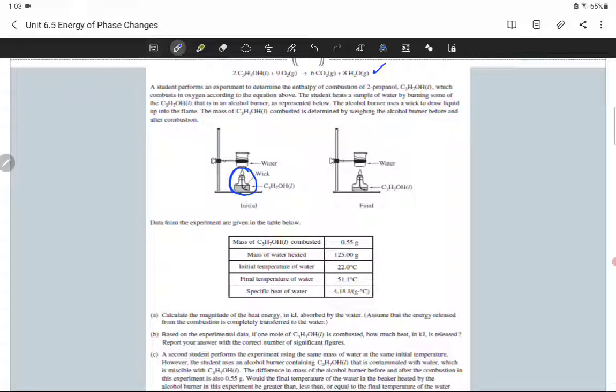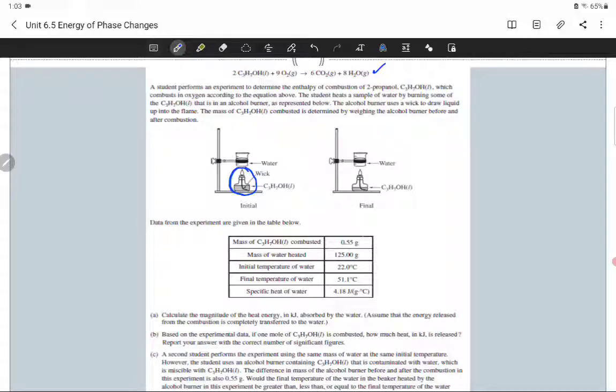A student heats a sample of water by burning some of the C3H7OH, propanol. The alcohol burner uses a wick to draw liquid up. That's not so important for us. The mass of the propanol is determined by weighing the burner before and after.